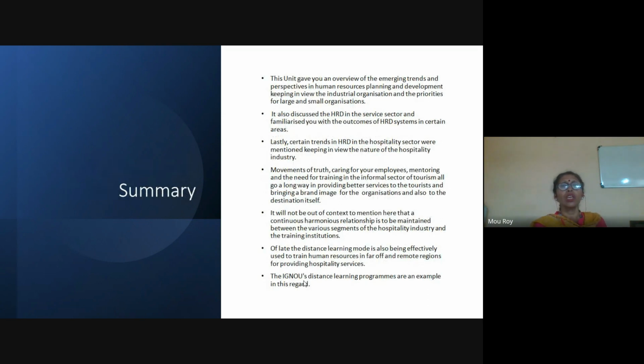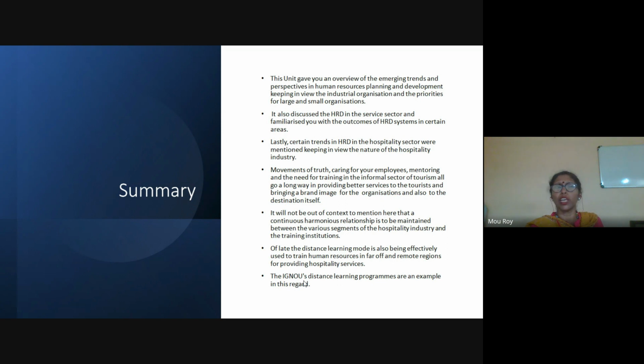I wanted to summarize this, because this unit gave you an overview. We have gone through almost all the units. This unit gave you an overview of the emerging trends and perspectives in human resource planning and development, keeping in view industrial organizations and the priorities for large and small organizations. For large organizations, it is not that much of a problem. But small organizations always try to exploit the workforce. That is what happens.